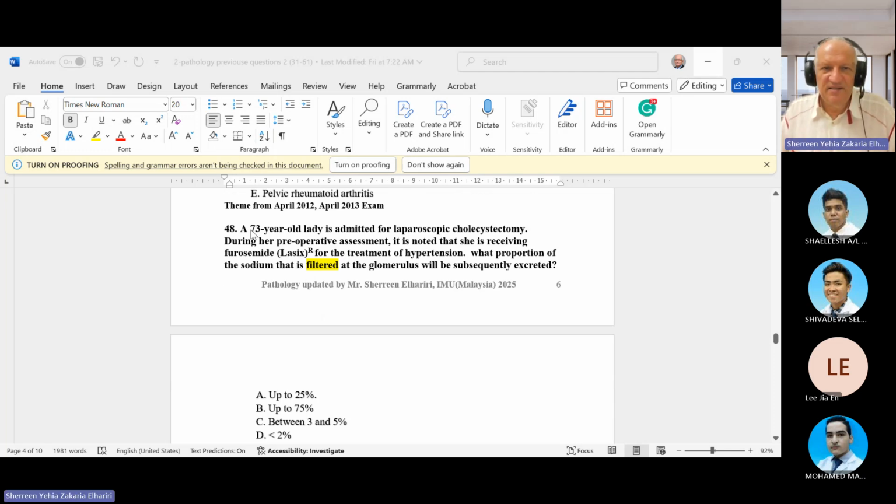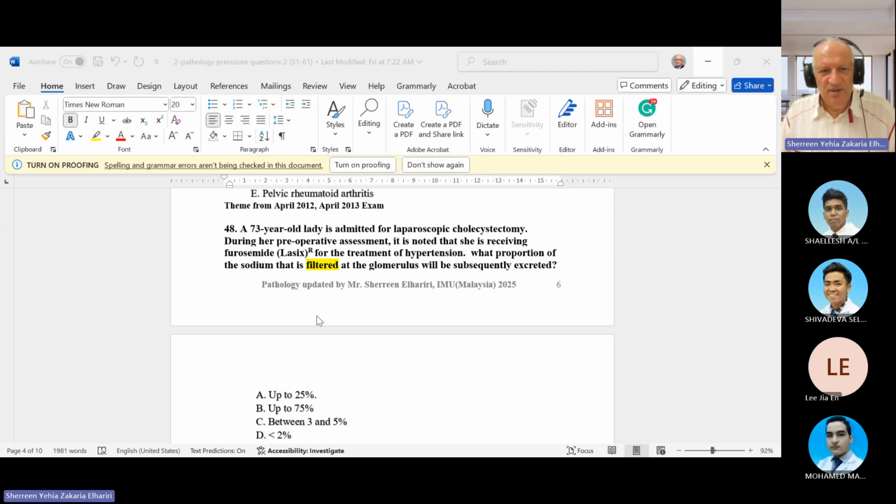This is simple, just a 73 years old lady admitted for laparoscopic cholecystectomy. During her preoperative assessment, he noticed that she received furosemide. Furosemide is a diuretic. We call it a loop diuretic. The trade name is Lasix. If we find an R superscript, it means that it is a trade name or mark. It is for treatment of hypertension. So this scenario is not related to the question. The question: what proportion of sodium filtrated in the glomeruli will be subsequently excreted?